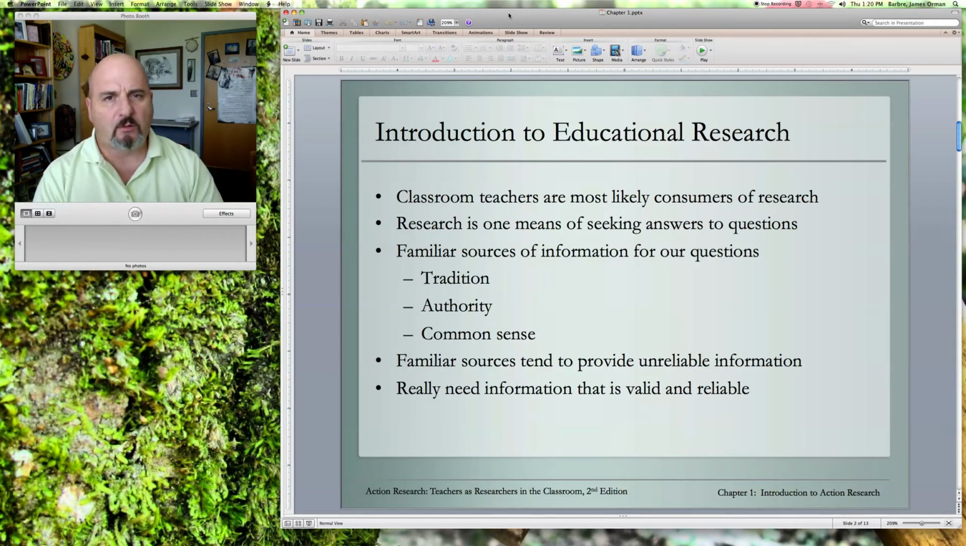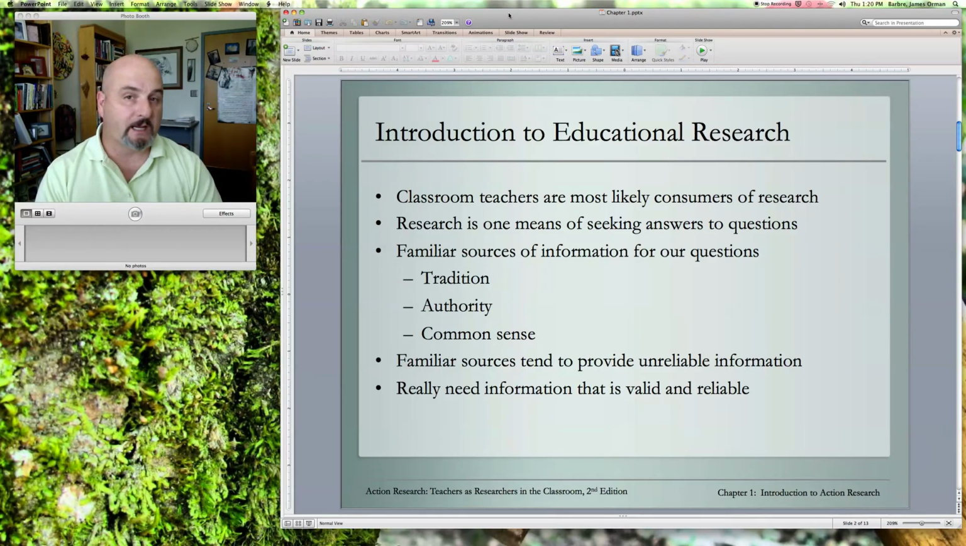Classroom teachers are most likely the consumers of research. Sometimes this happens because of their own experience. They're the ones that collect the data and make the decisions. Sometimes that happens at policy levels above them, but it is very seldom, if ever, done arbitrarily. Someone is collecting data, performing a study someplace that is saying this particular way is the best way to go. Research is a means of seeking answers to questions that you have.